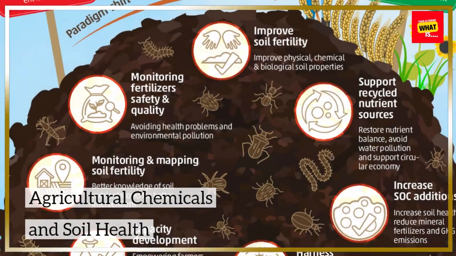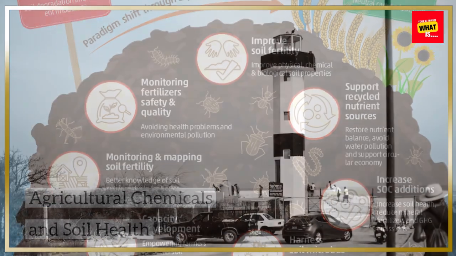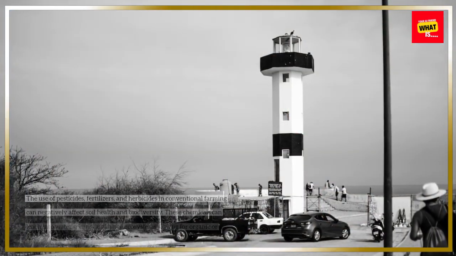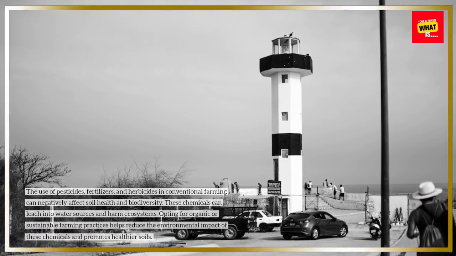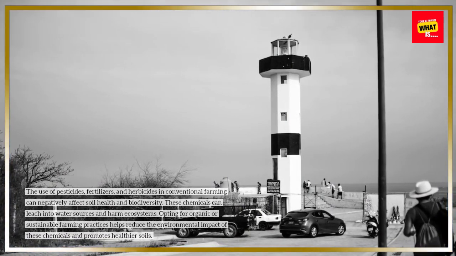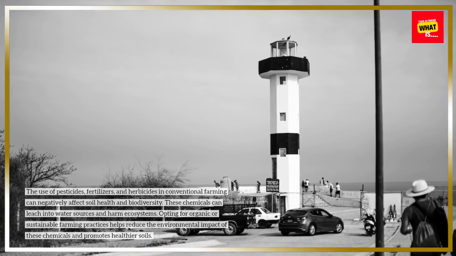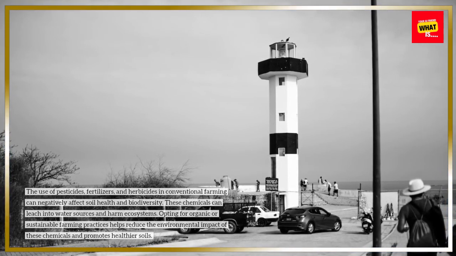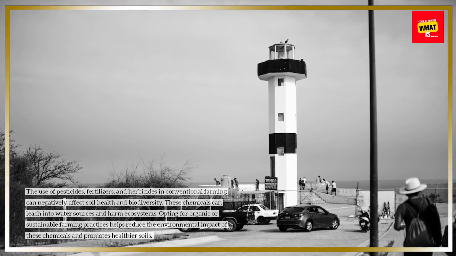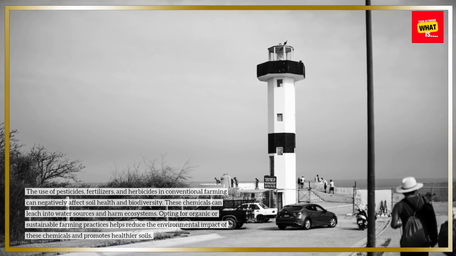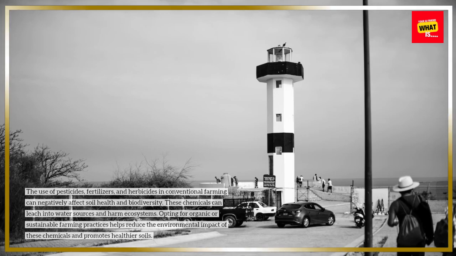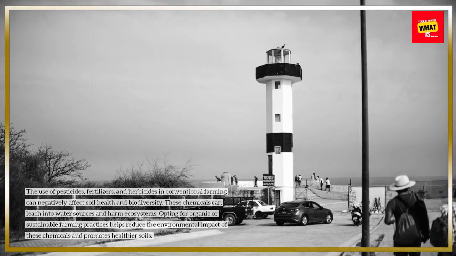resource. Agricultural chemicals and soil health. The use of pesticides, fertilizers, and herbicides in conventional farming can negatively affect soil health and biodiversity. These chemicals can leach into water sources and harm ecosystems. Opting for organic or sustainable farming practices helps reduce the environmental impact of these chemicals and promotes healthier soils.